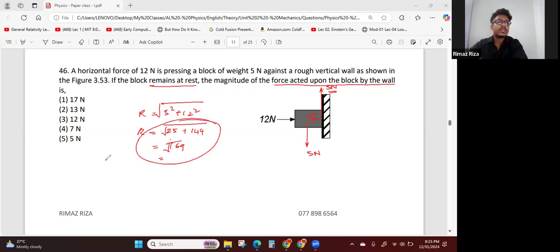If you are still doing these things in your A level, you are wasting your time. Okay, 5, 12, now the hypotenuse will be 13. So if you have such issues, please correct it now. You have to do this.